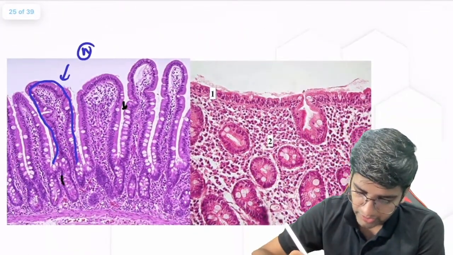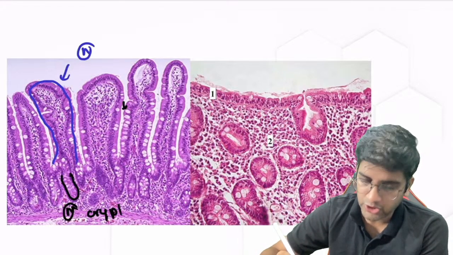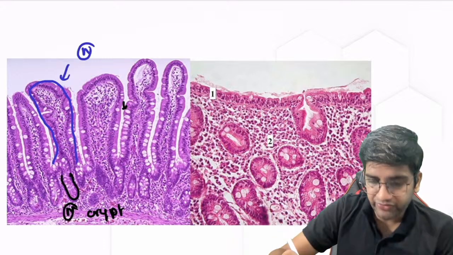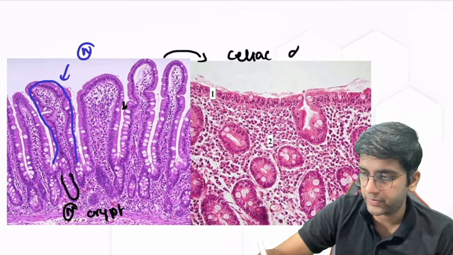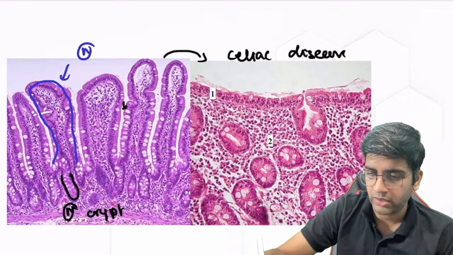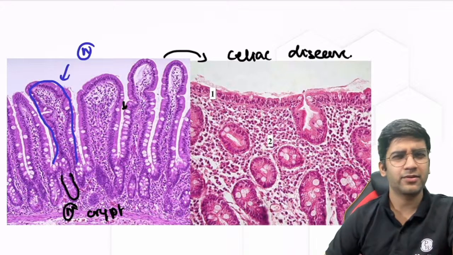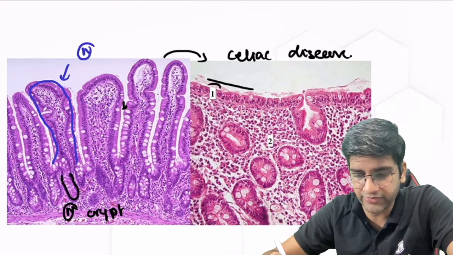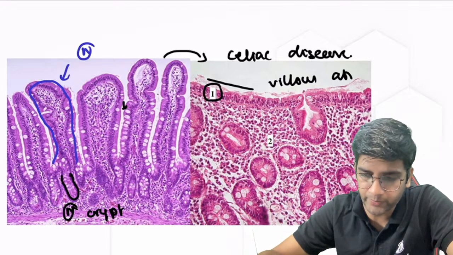And you can see here, again, this is your normal crypt. Crypts are always very, very small. That's a normal crypt. Very good, Dana. I have crypt and I have villi. So compare this image to this. This is celiac disease. Is there any villi? No villi. There's no upward projection at all. The entire surface is flat. That's the first finding. I have villous atrophy.